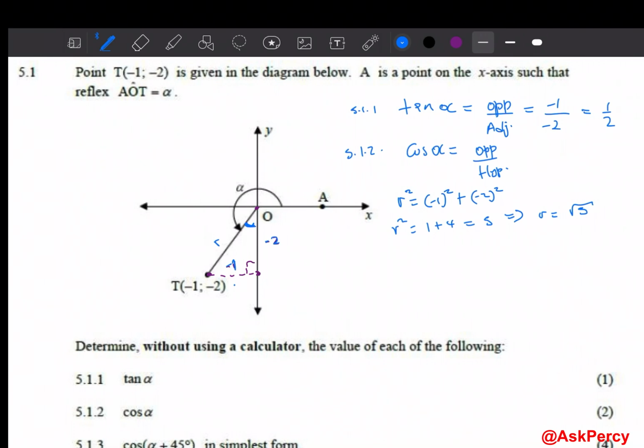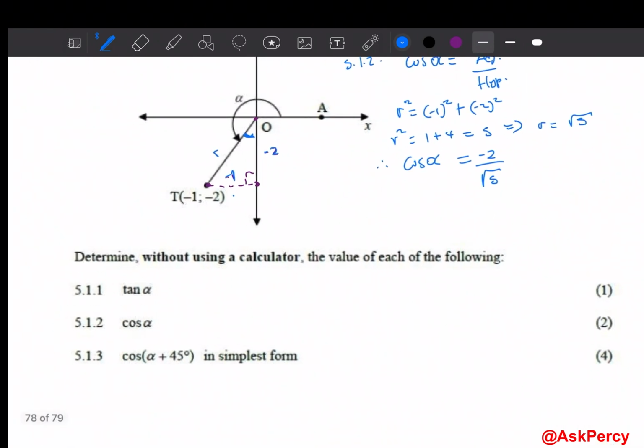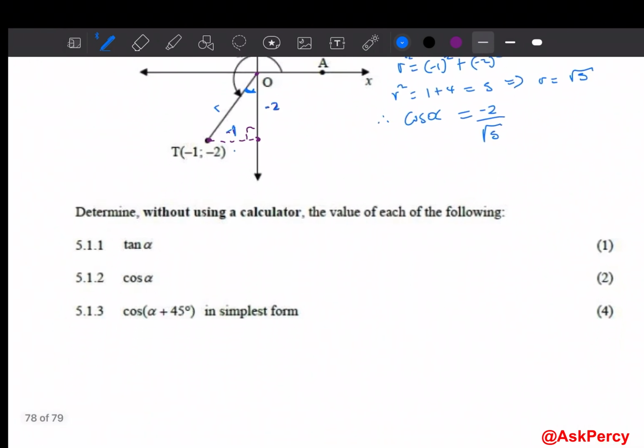So that's your hypotenuse. Therefore cos alpha is opposite, oh my bad, it's not opposite, it's adjacent. Cos is adjacent over hypotenuse, so the adjacent side is -2 over the hypotenuse, which is square root 5. So cos alpha is -2 over root 5.